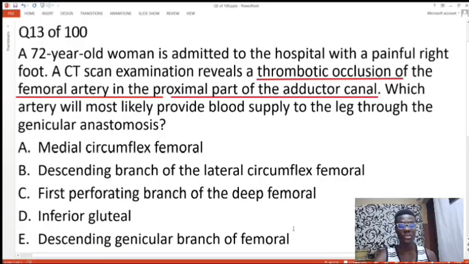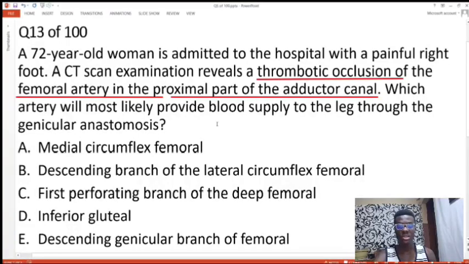So let's go back to the question and see the important information the question gave us. We've outlined the things we need to focus on: thrombotic occlusion of the femoral artery in the proximal aspect of the adductor canal. Thrombotic occlusion basically has to do with the blockade of the femoral artery in the said position. They also mentioned the genicular anastomosis, which is an anastomosis that happens in the knee region that provides a collateral blood supply to the knee region and the leg generally.